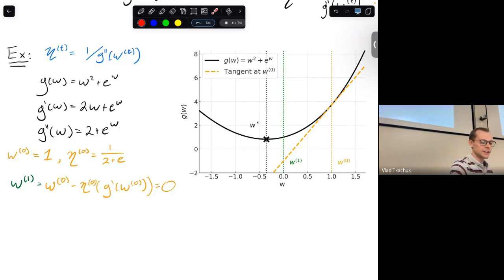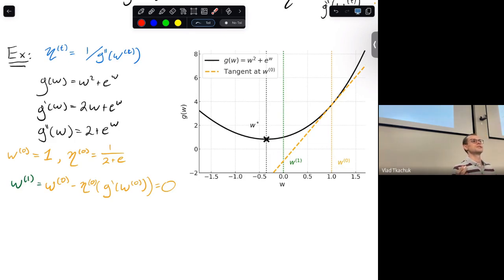All it is is a line that goes through this point and has the same slope as g prime at w0. So now I can think of this as the rate of change of this function there. Great. And now my goal is: I'm at w0 and I need to move to w star. It turns out that this rate of change actually gives me the direction I need to move. What do I mean by direction? What I need to know is, from w0, should I move left or right?